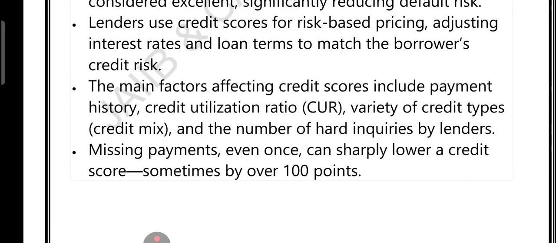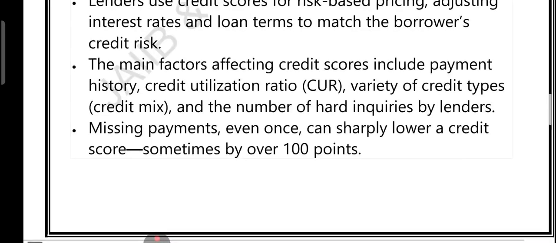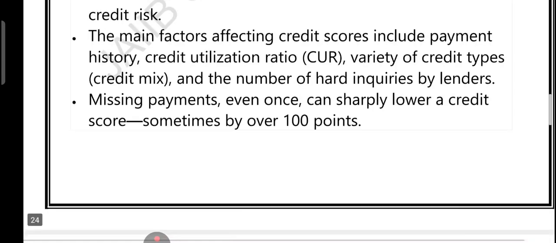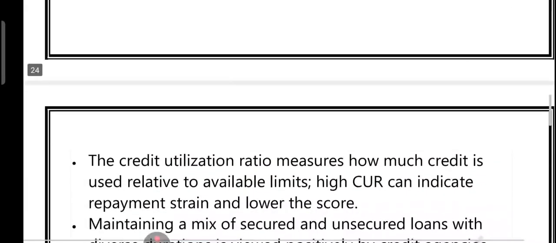Let's look at it. First of all, payment history. Even if you miss one payment, it can drop your score by 100 plus points. Credit utilization ratio, that is called CUR. Using too much of your available credit lowers your score. Credit mix, which means a mix of secured like a home loan and unsecured like a credit card loan, is better, right? So a secured and unsecured mixture is better. Hard inquiry: too many loan applications can signal credit-hungry behavior. So this can affect your credit rating.